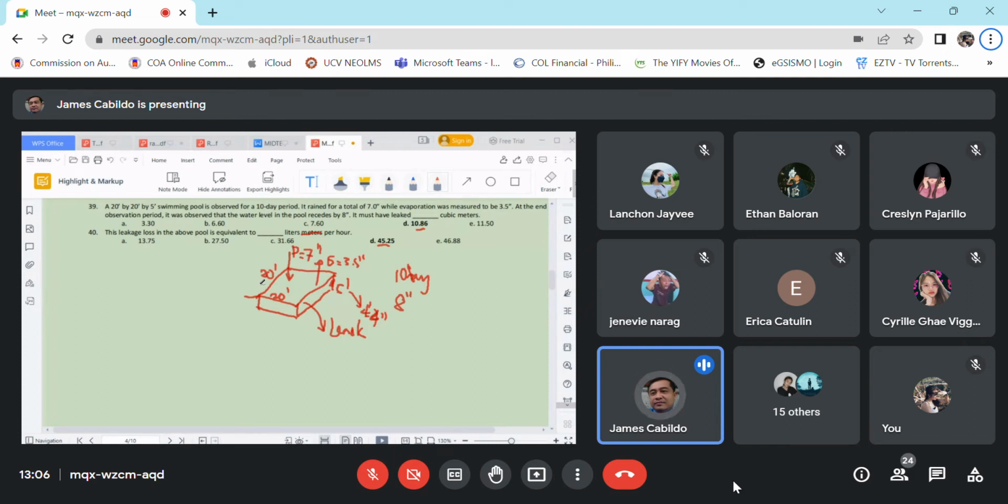Alright, so tinatanong sa atin kung ano yung leak. It must have leak blank cubic meters. So, ilang cubic meters ang nawala. So, by applying the mass balance equation, di ba? Ang kuwan natin is in minus out equals change in storage. Dito ang nagbago ay in terms of depth units, kasi yung nagbago ay yung depth, no, in terms of depth units.